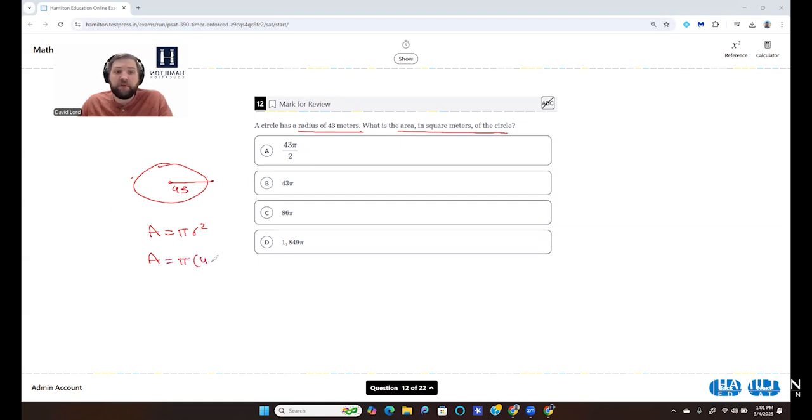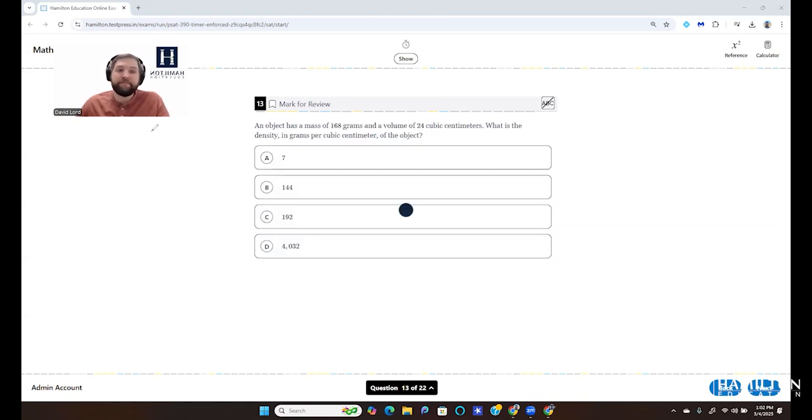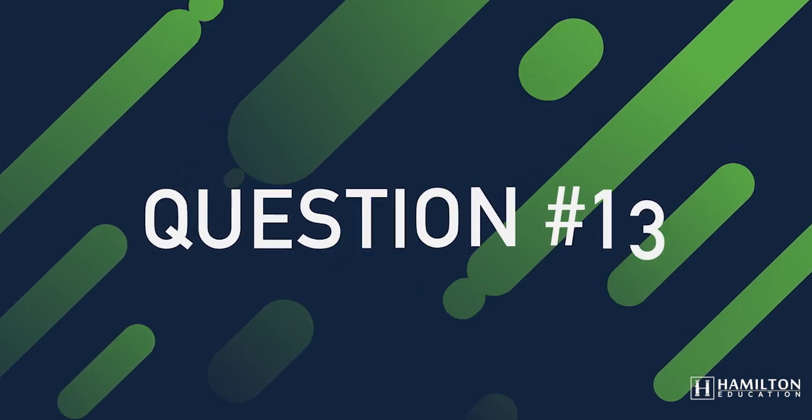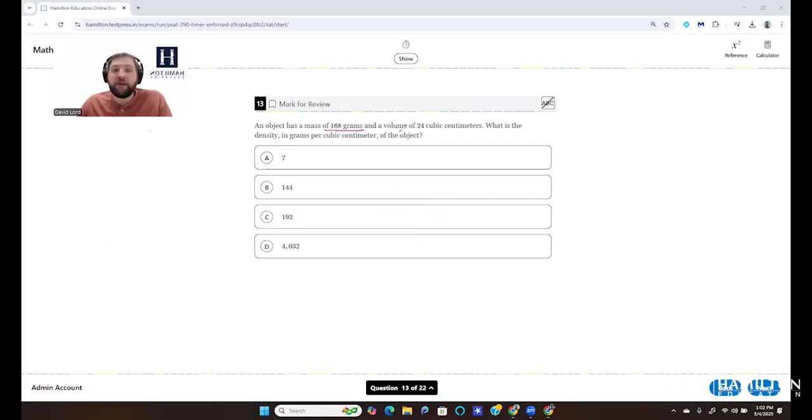Pi times 43 squared. And you can, of course, get your calculator out. But if you estimate it, 40 times 40 is about 1,600, or definitely more than these other answers. So the answer is D, 1849.